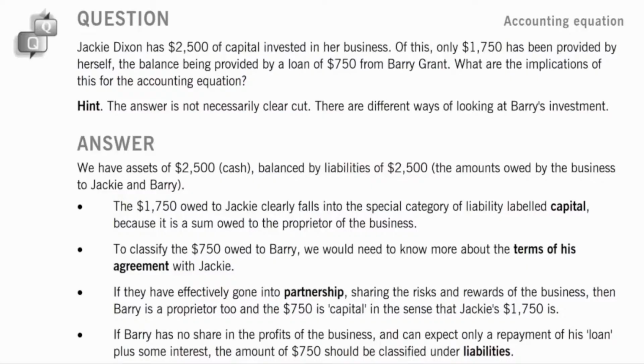Jackie's $1,750 is classified as capital. In accounting, this is considered a special type of liability because the business technically owes it back to Jackie as the owner. And that's how we solve this question.